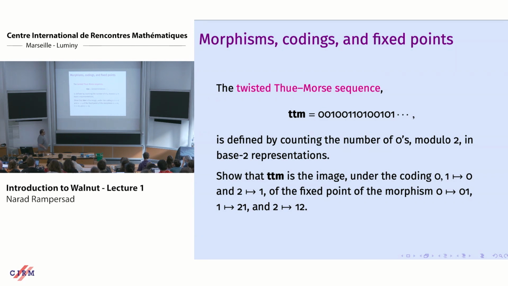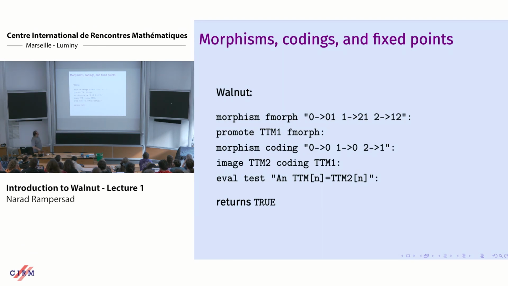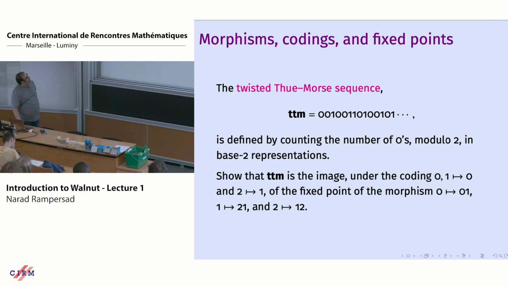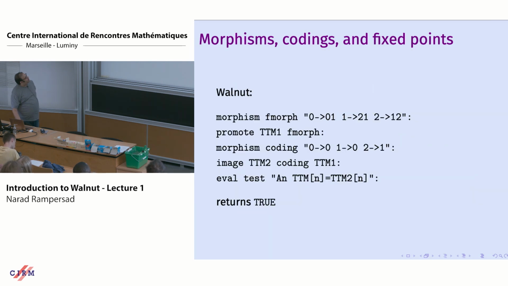Basically it's just some twist on the 2A Morse morphism. And then there's this recoding, 0 and 1 go to 0, and 2 goes to 1. Let's check that it's the automaton for it, the DFAO, is built into Walnut as TTM, twisted 2A Morse. So Walnut already knows it.